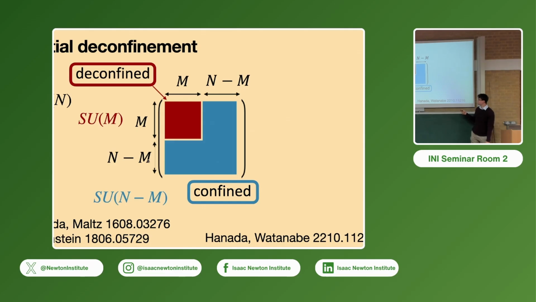You can consider this to be a matrix representing the gluon state of a gauge theory. The cartoon picture is that some of the colors are in the deconfined phase and the rest are in the confined phase.